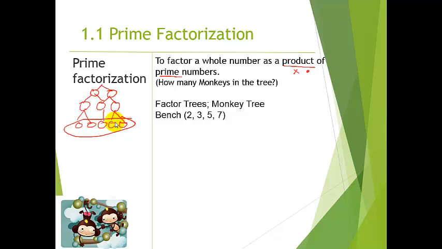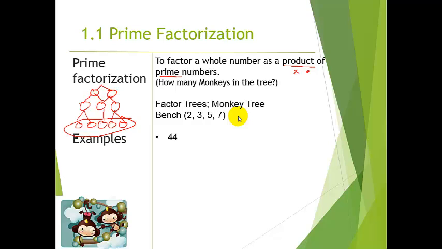So, factor trees, again, your monkey trees, you're looking for your prime numbers. So that's kind of what gets people into confusion, is to use a factor tree, you're actually getting all the way down to the primes. So this is where those bench numbers come into play. And I'll show you what I mean by that.